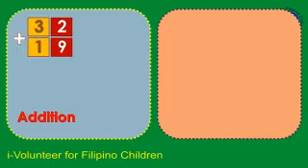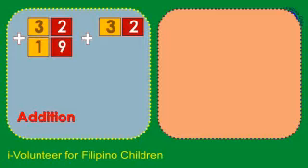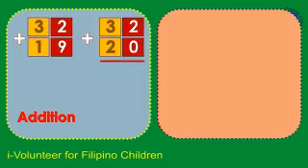For our first example, we have 32 plus 19. We all know that 19 is very close to 20. We will be using 20 instead of 19. 32 plus 20 is equal to 52.